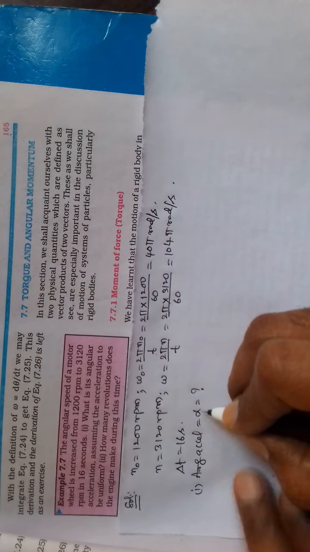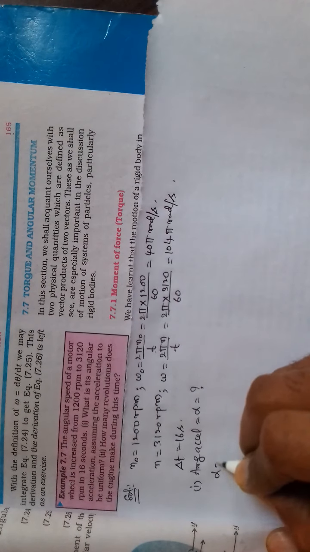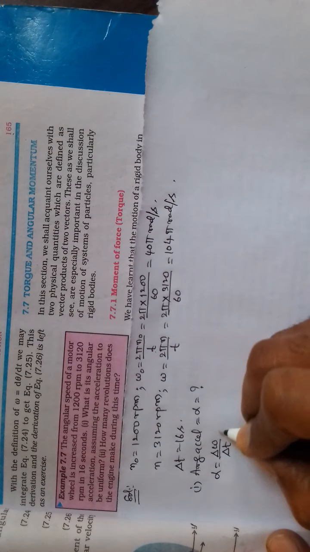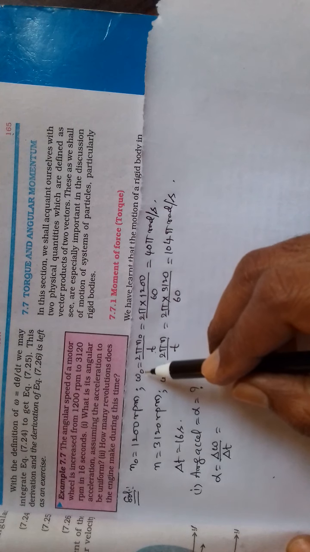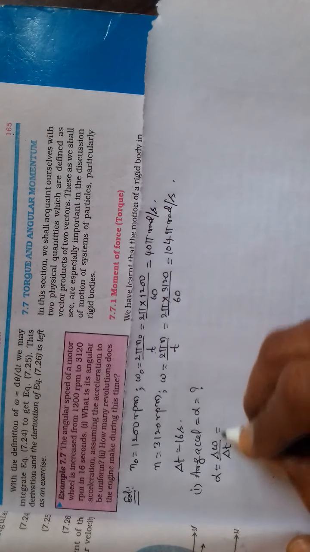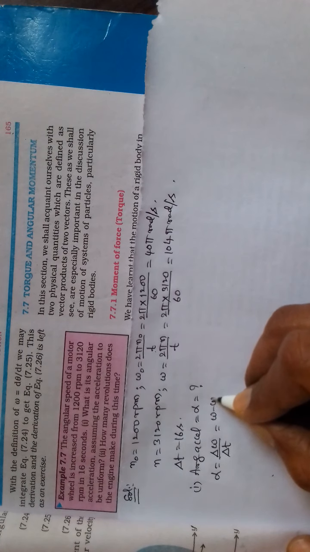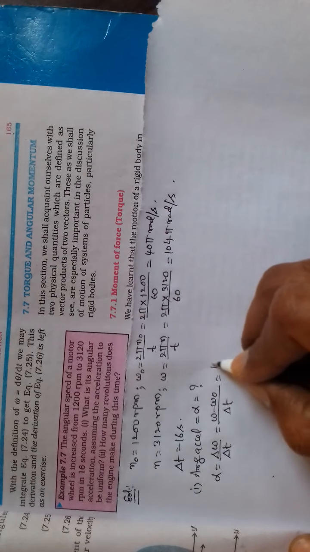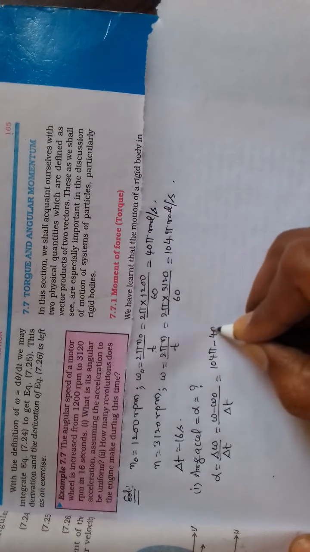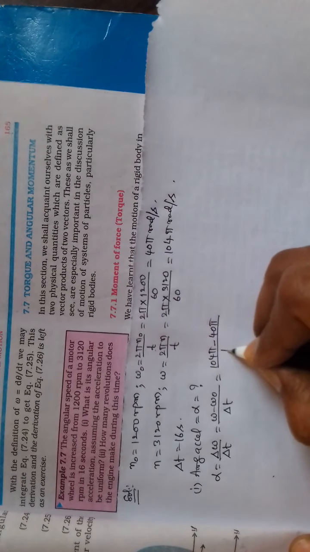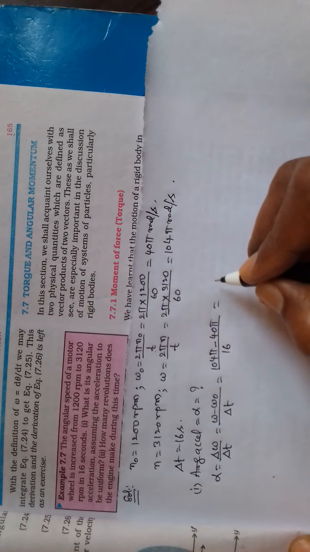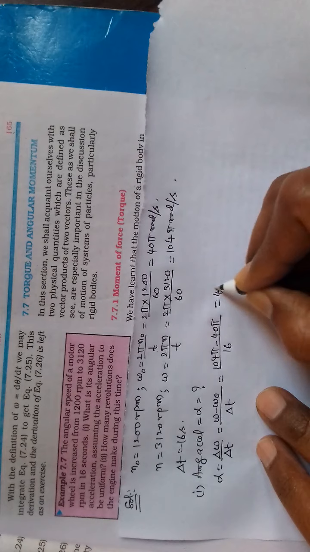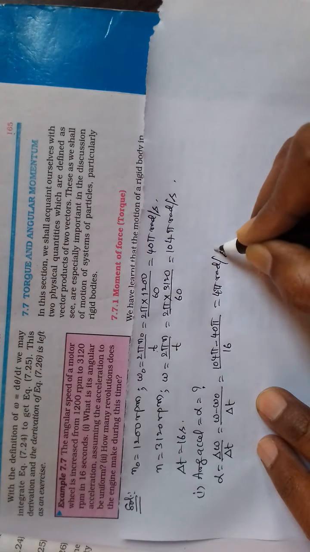Now angular acceleration is defined as alpha equal to delta omega by delta t. Initial value omega naught, final value omega. So change in omega means omega minus omega naught by delta t. That is 104 pi minus 40 pi by delta t, 16 seconds. That is equal to 4 pi radians per second squared.